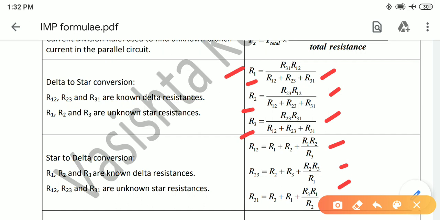Similarly, for star to delta conversion, R12. So here 1, 2, therefore R1 plus R2 plus R1 R2 by the third one, R3. Similarly, R23. So R2 plus R3 plus R2 R3 by R1. Third one is R1. Next R31. So here R3 plus R1 plus R3 R1 by R2. So these are the formulas for remembrance purpose only. But in the actual problem, you have to assume R1, R2, R3 values with the given figure and you have to convert accordingly.